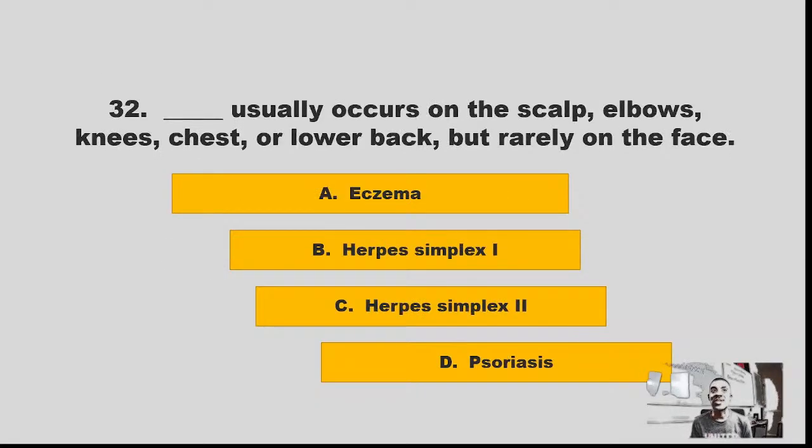Here's your next question. Blank usually occurs on the scalp, elbows, knees, chest, or lower back, but rarely on the face. Is it eczema? Is it herpes simplex 1? Is it herpes simplex 2? Or is it psoriasis? Now this usually occurs on the scalp, elbows, knees, chest, or lower back, but rarely on the face. Hurry up, put your answers in the comments.